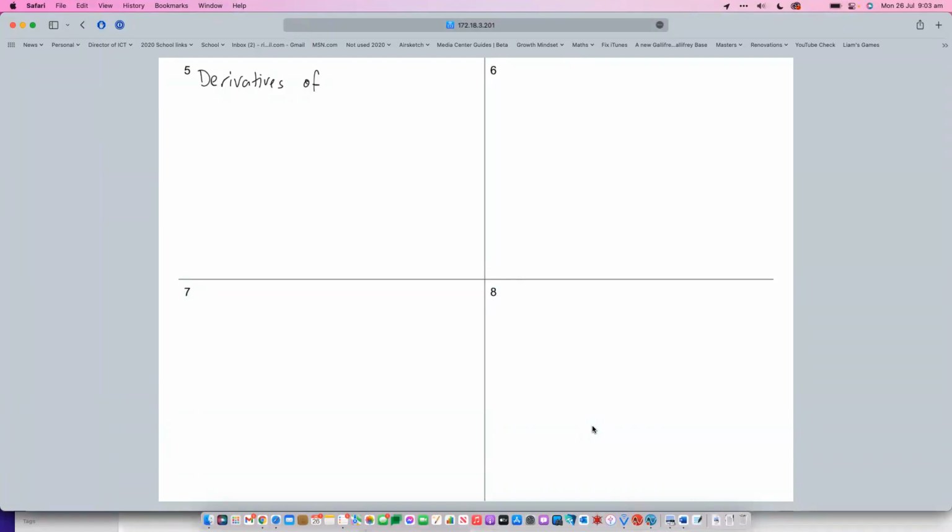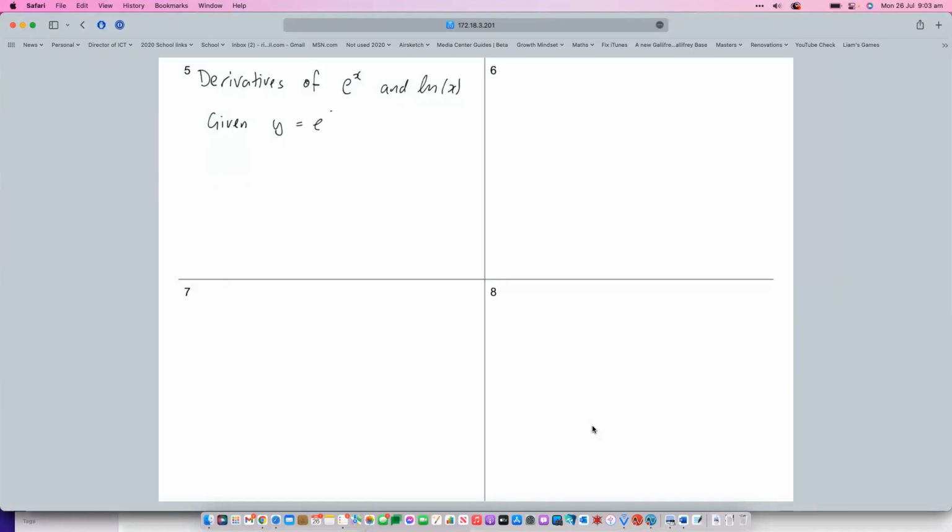Let's see how we go. That's already slowing down. So we're going to have a look at derivatives of e to the x and ln x, like so. Okay, so again, this is just presenting you with the practical things rather than the understanding of why it is. So here are the basic ones.